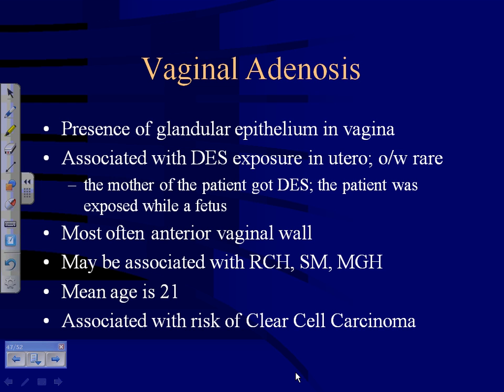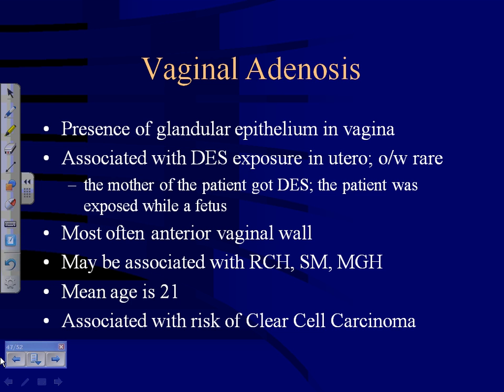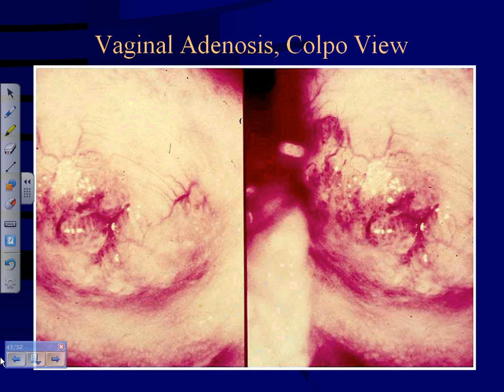When adenosis occurs in the setting of DES exposure, the mean age is 21 when it's first detected, and these patients are at risk for developing adenocarcinoma, a particular one called clear cell carcinoma that you'll learn about much later. Well, not really that much later. Think about it, in Module 7.